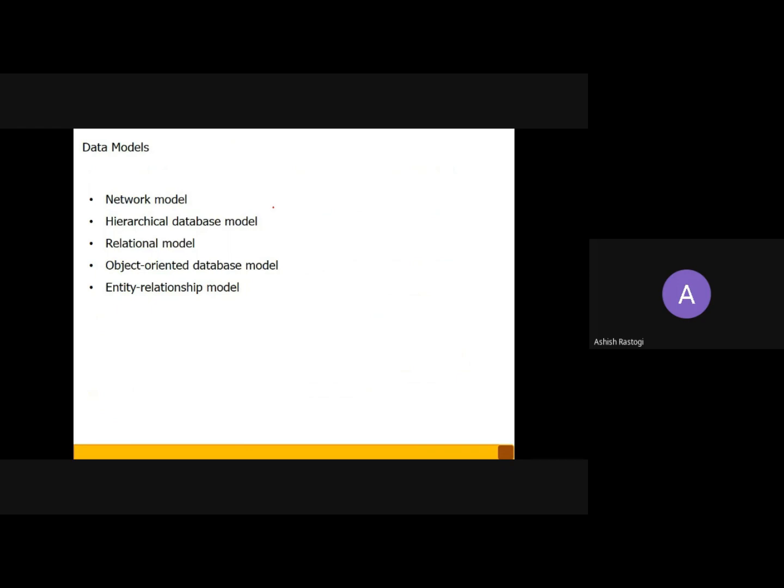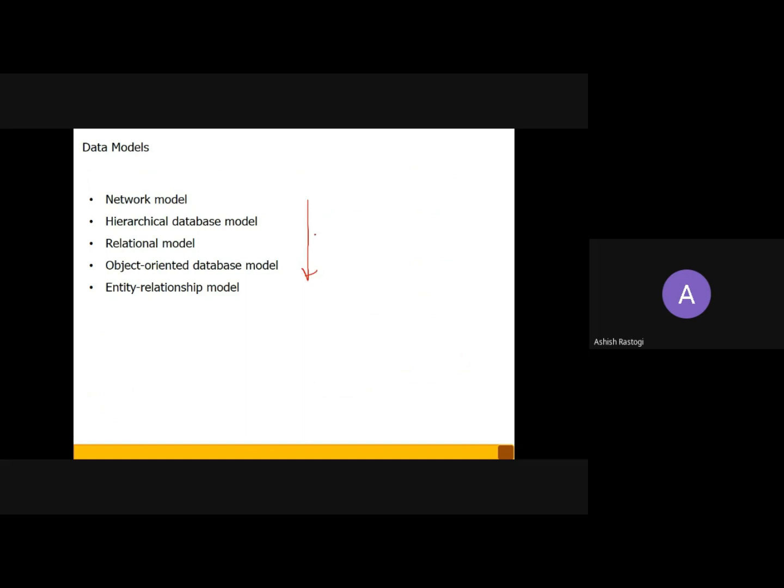Now, guys, we are discussing the structure of the data. If you want to create a particular database, you have to make a model, a blueprint for it. Right now we are using the entity relationship model, but in the beginning of databases it was not always the entity relationship model. Earlier we used the network model, hierarchical model, relational model, object-oriented model, and entity relationship model. Actually, these are not types of model; you can say they are stages.